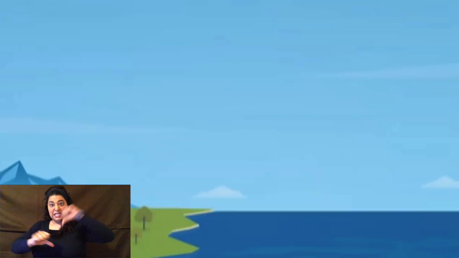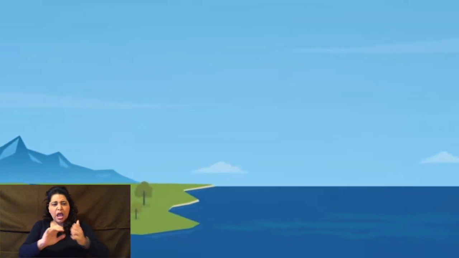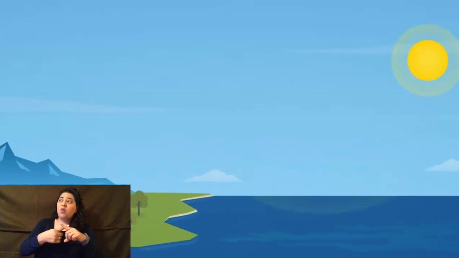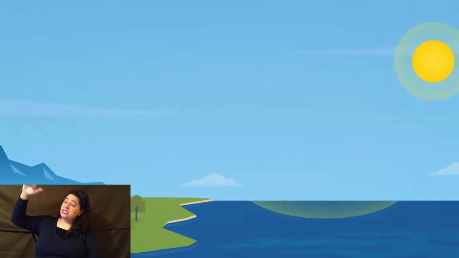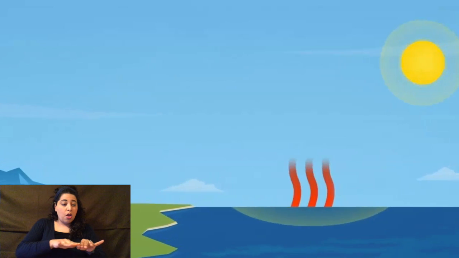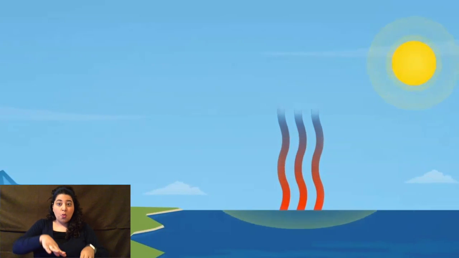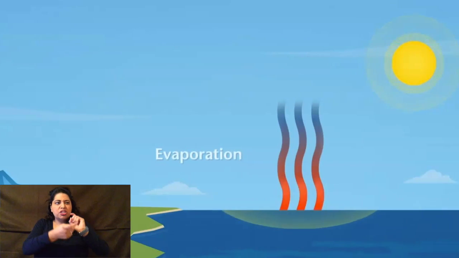Let's look at the science of rain and how raindrops fall. First, we'll need the sun. When the sun shines on water on the Earth's surface, the heat of the sun warms the water, turning it into an invisible gas called water vapor. This process, the changing of water into a gas, is called evaporation.